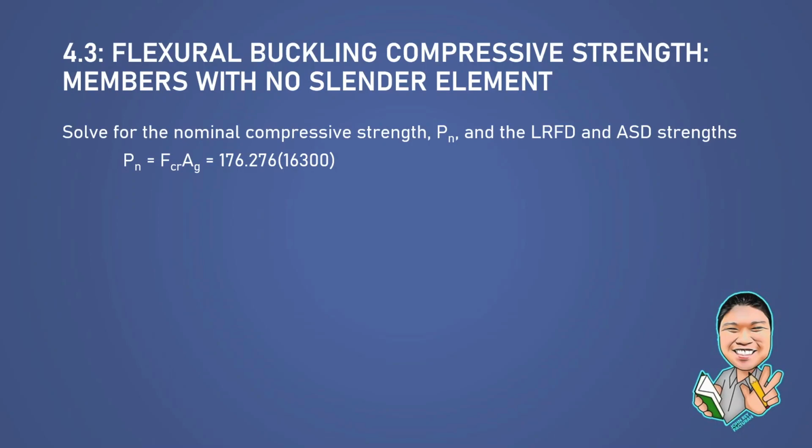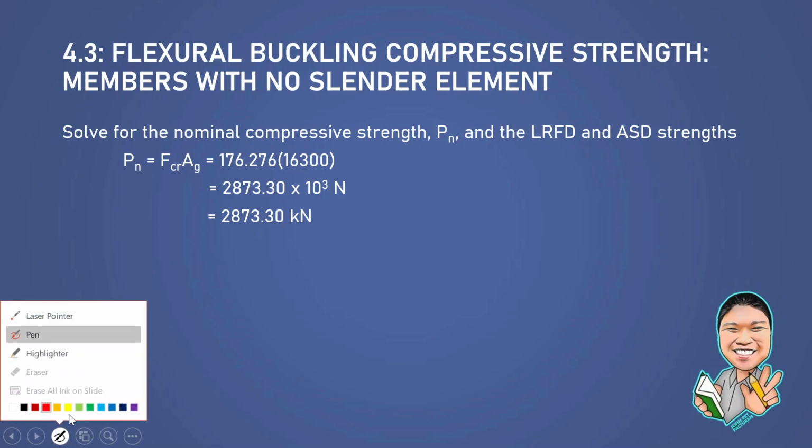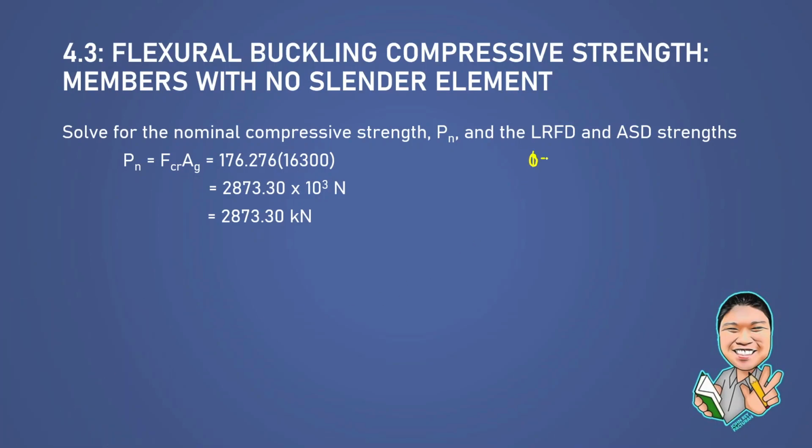So, Pn is equal to Fcr times Ag, which is 176.276 times 16,300. Ang Pn natin is 2873.30 times 10 cube Newton or 2,873.30 kilonewton. Again, gamitin nyo lang po na yung ating LRFD reduction factor ay 0.9. Yung factor of safety sa ASD is 1.67.